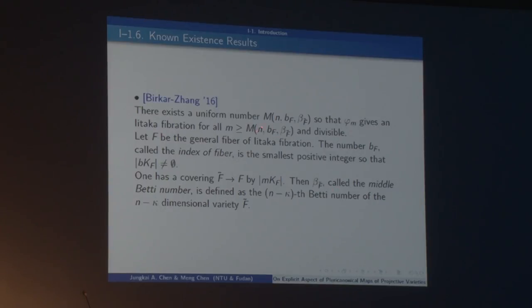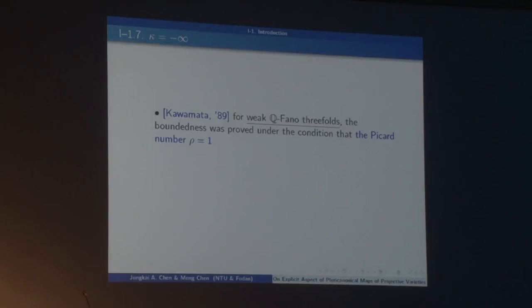So the bound really depends on the fiber of the Iitaka fibration and also the geometry of your covering of the general fiber. Okay, so this is kind of the state of the art so far. Now let's turn to the situation of Fano varieties. For Fano threefolds, there are some known results.